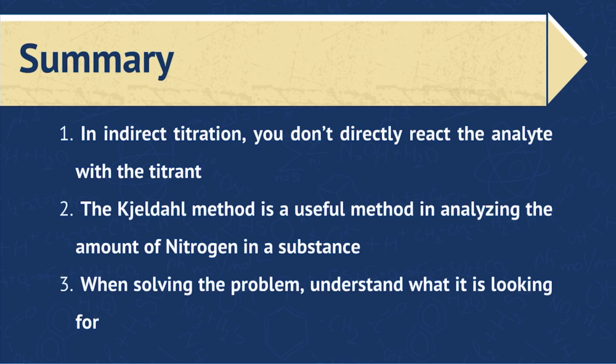Here we go. And now we're back in our PowerPoint. So to summarize what we have learned today, I have prepared these 3 points. Number 1, indirect titration. You don't directly react the analyte with the titrant. Number 2, the Kjeldahl method is a useful method in analyzing the amount of nitrogen in a substance. Very useful for the food industry and whatnot. And lastly, when solving the problem, understand what it is looking for and always have a checkpoint so you don't get careless like me earlier, and so you don't make the same mistake in your exams.